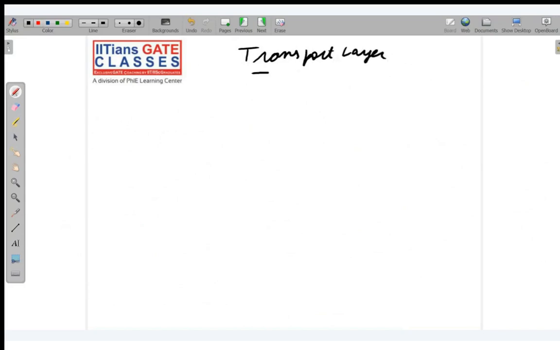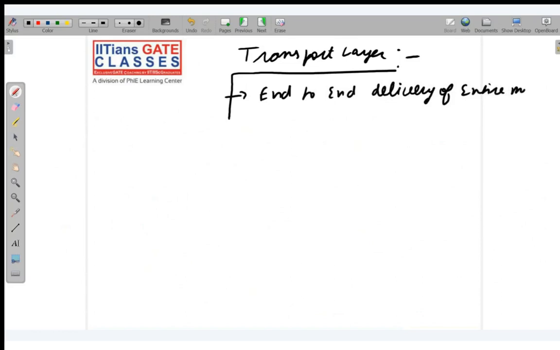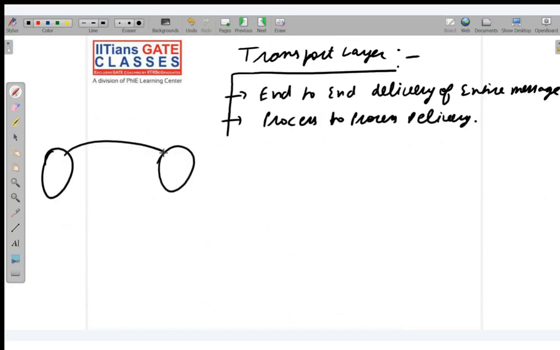Transport layer. So what is the transport layer doing? It is responsible for end-to-end delivery of the entire message, or you can say process-to-process delivery. I have told you many times that delivery up to the computer is not sufficient. We have to deliver the packet to the actual process which is communicating. These computers are not really communicating; this is a rough idea. Actually the processes present in those computers are communicating. So computer to computer, which layer is responsible? Network layer. Process to process, which layer is responsible? Transport layer. We need the transport layer so that we can deliver the packet to the actual process. That is process-to-process delivery.